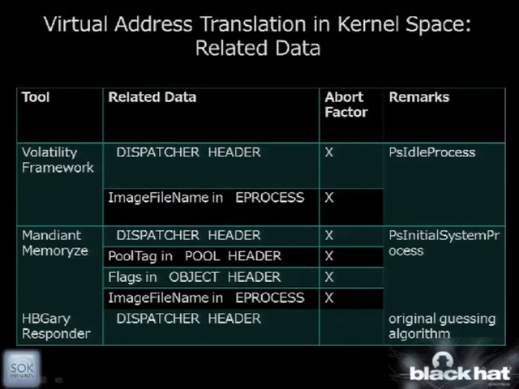HBGary Responder scans the dispatcher header and uses the extracted DTB values. But if the scan fails, it guesses the DTB value using an original algorithm. The algorithm doesn't seem to use fixed values and strings, so it's safe.